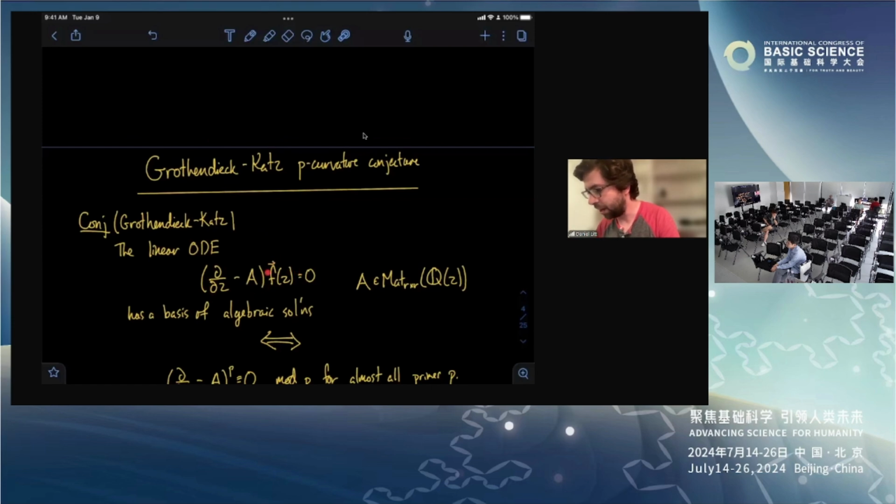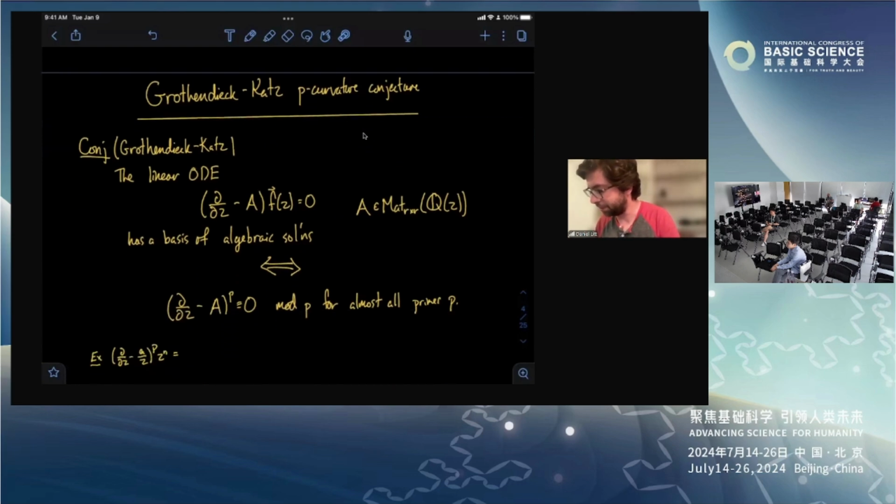So here, f is a vector of r holomorphic functions. And A, I want this to be an algebraic differential equation, so I'm going to say A is an r by r matrix of rational functions. And we want to know, when does this have a basis of algebraic solutions? Or equivalently, when are all the solutions to this ODE algebraic?